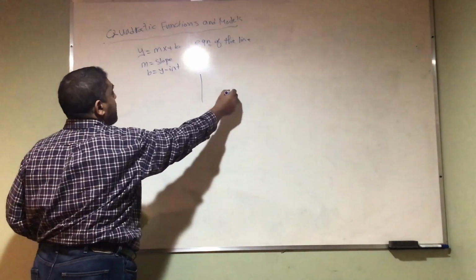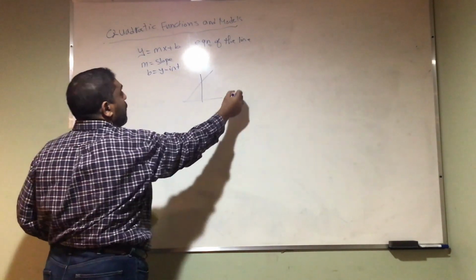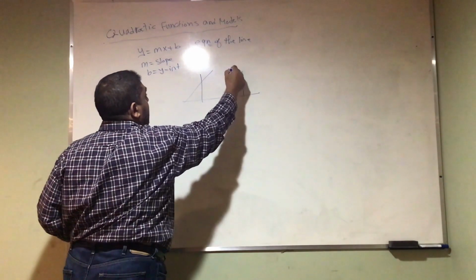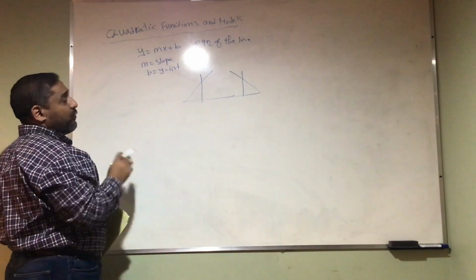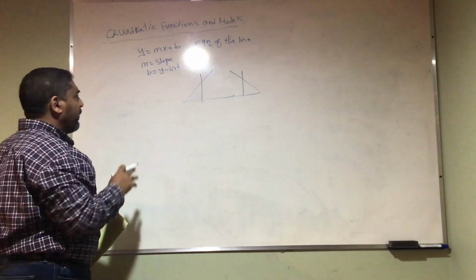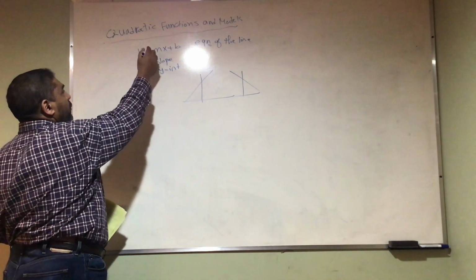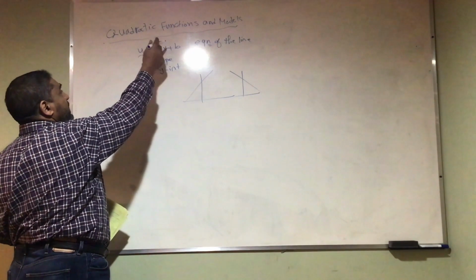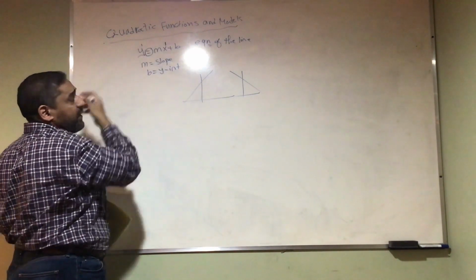If you try to graph this one, it will be a line like this, or it might be a line like this one. So it's a line, an equation of a line. If you graph it, you'll get a line. We call it a linear equation because you have an equal sign, and the highest power for x and y here is 1.